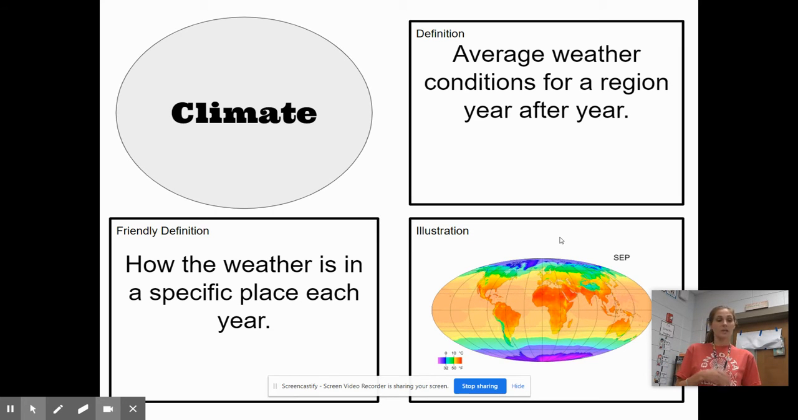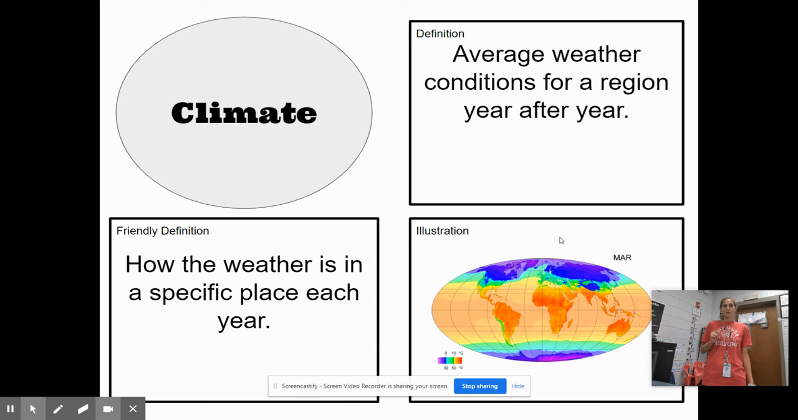The friendly definition there is how the weather is in a specific place each year. I'm headed to Florida in a couple of days. I know usually what the weather is going to be like at Thanksgiving because I do a big Thanksgiving run with my family. The good thing is I know what the climate's like down there, so I know what kind of clothes to pack. Climate's an important thing to know if you're going on a trip to a specific place so you know how to pack your clothes. You don't want to show up in Montana in December with a bathing suit. You're going to be a little cold, just saying.